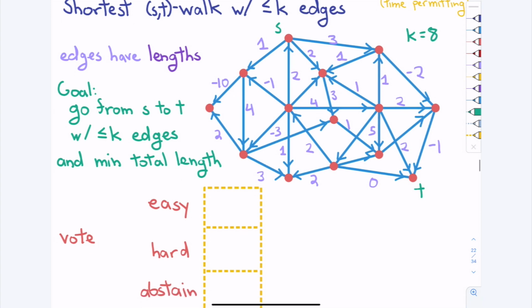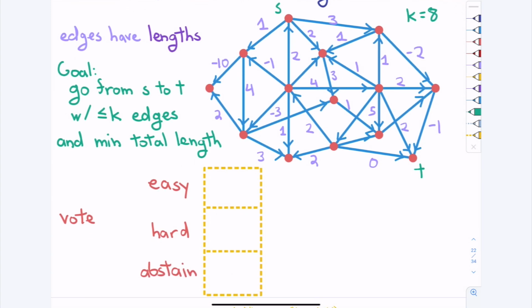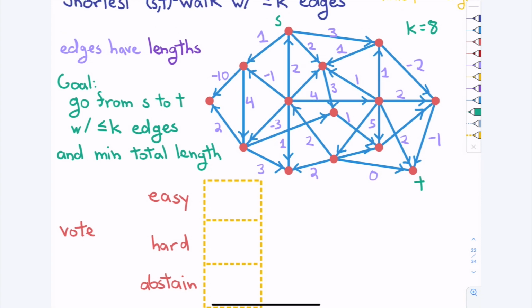So as usual, I've set up one of these votes. Does the question make sense, first of all? Maybe we should do the example, actually. I don't know the answer. I just put the numbers on, and you guys are a black box. So if I said you're allowed to use 8 edges to get from S at the top to T in the bottom right, what is the minimum sum of purple numbers using at most 8 edges?